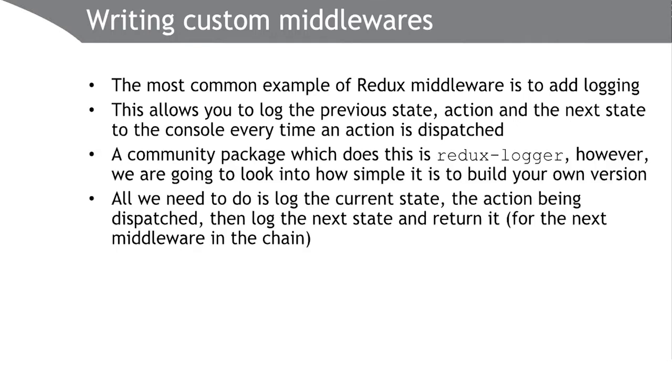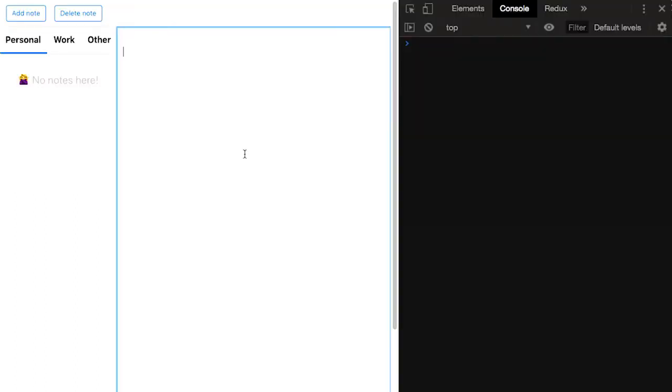All we need to do for this middleware is log the current state, the action being dispatched, and log the next state, and then return it. It's important that we return it so that the next middleware in the chain gets invoked. Going back to our sample notes app, every time a state transition happens, we're not really seeing anything in the console, so there's no real way to know what the state of the application is. So let's add logging middleware so that we can understand what's happening in our app.